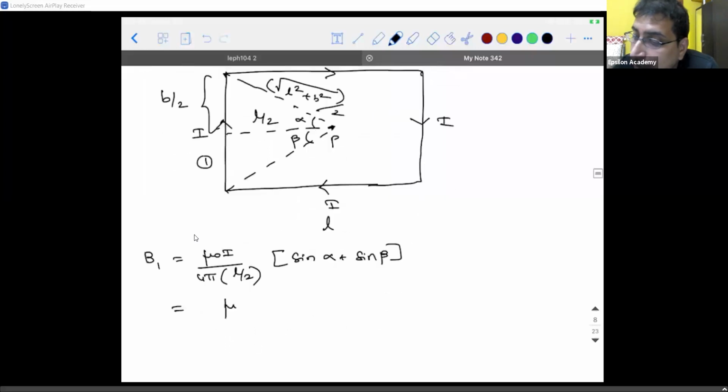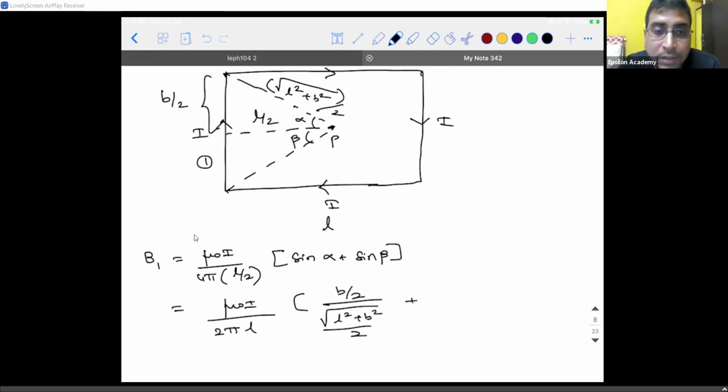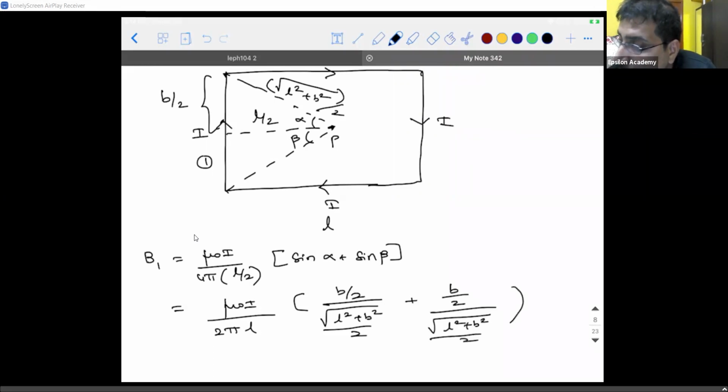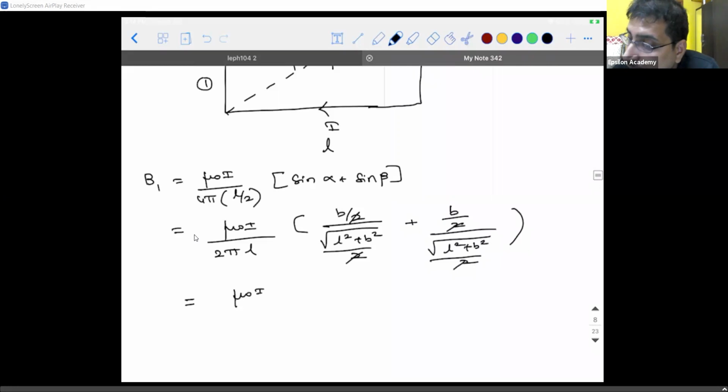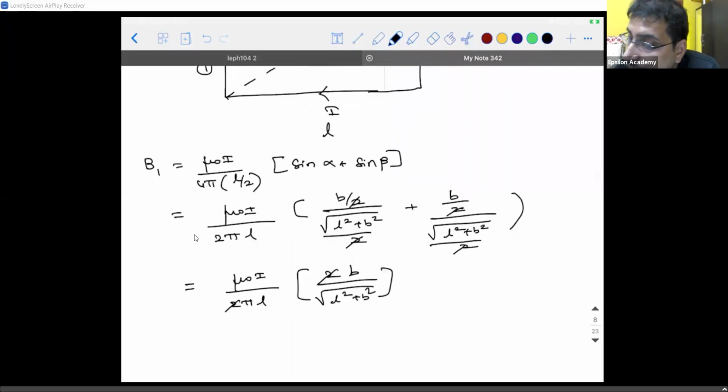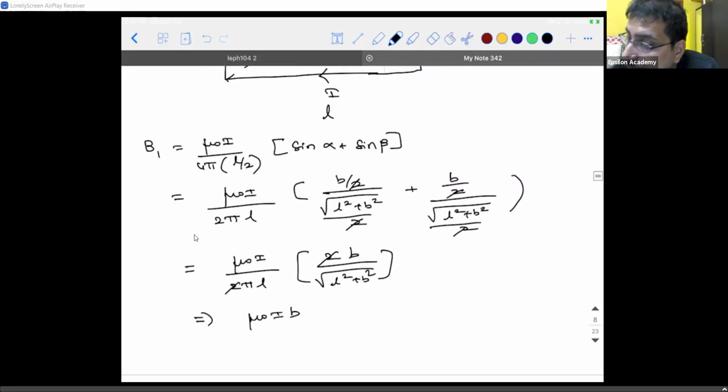Okay. So mu naught I divided by 2 pi into L into what is sine alpha, guys? Sin alpha is b by 2 divided by root of L square plus b square by 2, plus b by 2 divided by root of L square plus b square the whole divided by 2. 2 and 2 are gone. Here also 2 and 2 are gone. So what will you get? Mu naught I divided by 2 pi L into 2 times b divided by root of L square plus b square. 2 and 2 will get cancelled. So it will be mu naught I into b divided by pi L into root of L square plus b square.